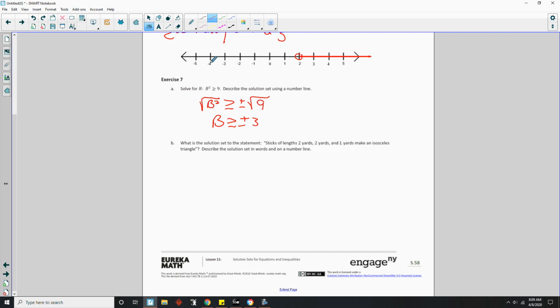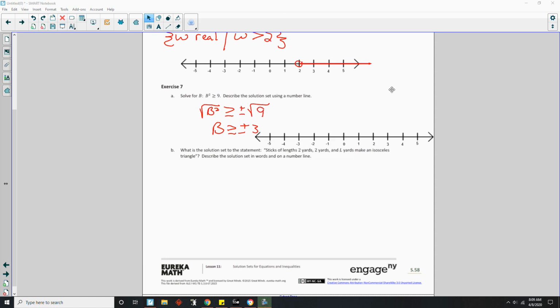So if I'm going to use this same number line, let me bring in the number line. Okay, so here's my number line. So if I'm going to graph this, first thing I want to do is, well, how can b be greater than or equal to positive 3 and negative 3? So I'm going to choose some values to see what's true.